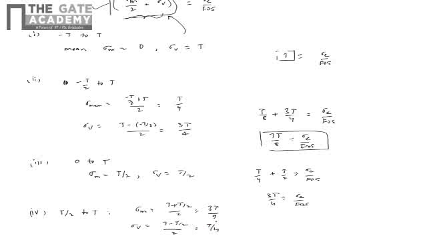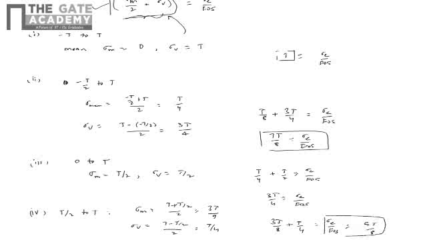So if I use this equation, it is 3T by 8 plus T by 4. So that comes out to be 5T by 8.